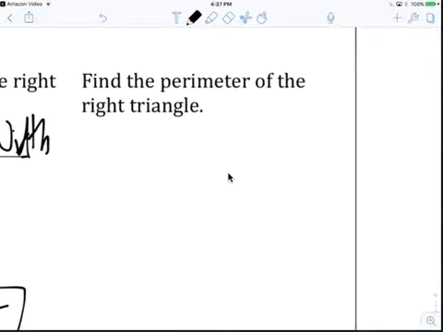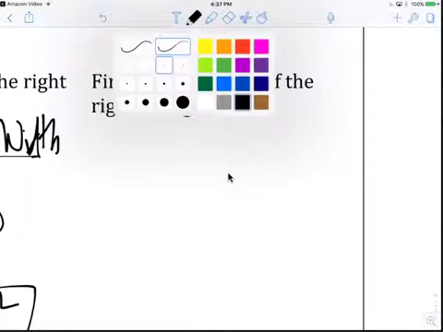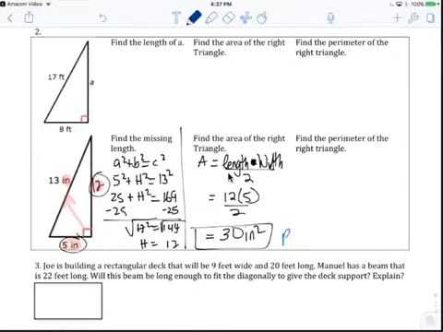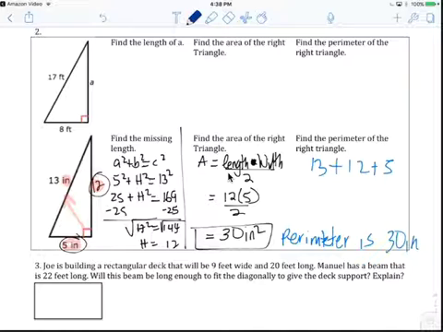Perimeter, find the perimeter. You add all the sides. Perimeter is, you add 13 plus 12 plus 5 is 30 inches. Okay.